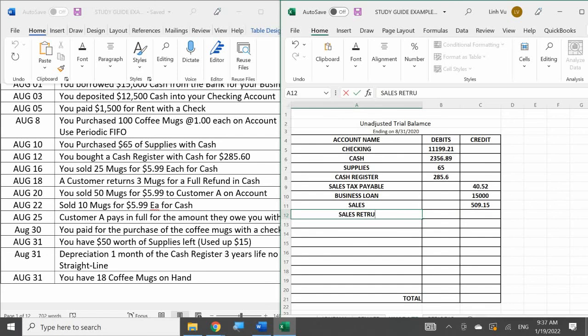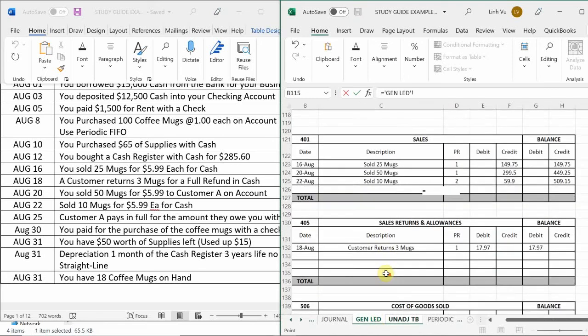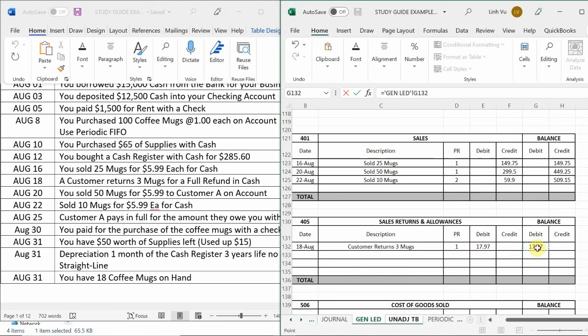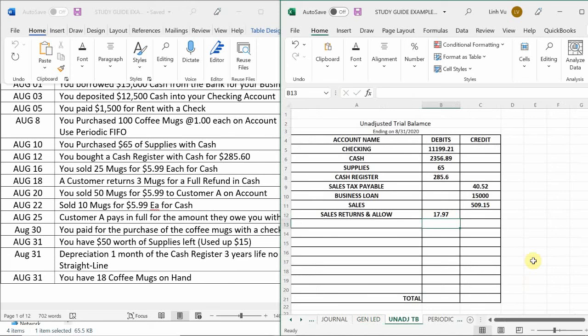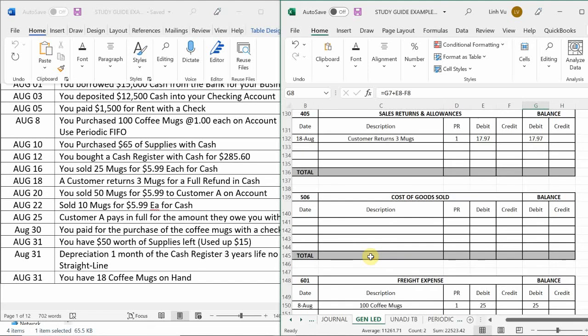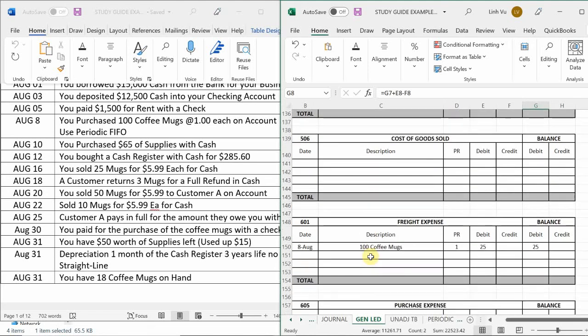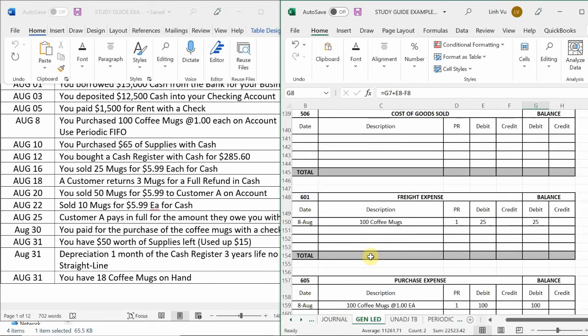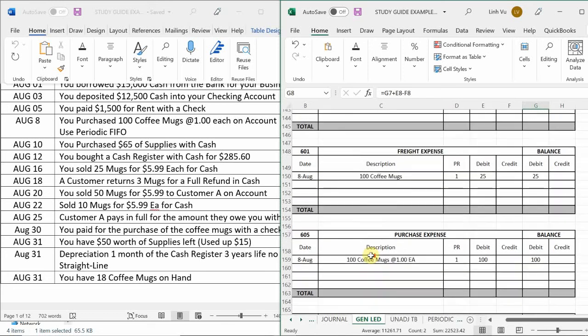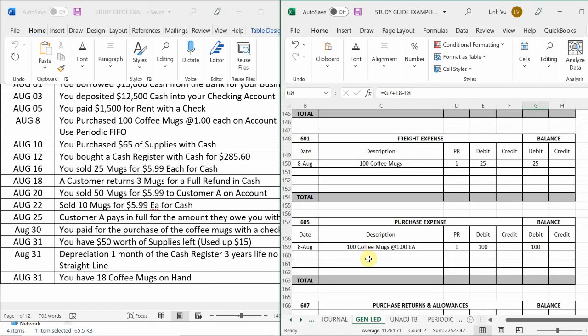And then we have sales returns and allowances. For how much? 1797. Okay. Let's see what else is next. We have cost of goods sold, nothing there yet. Freight expense for 25. And a purchase expense for 100.